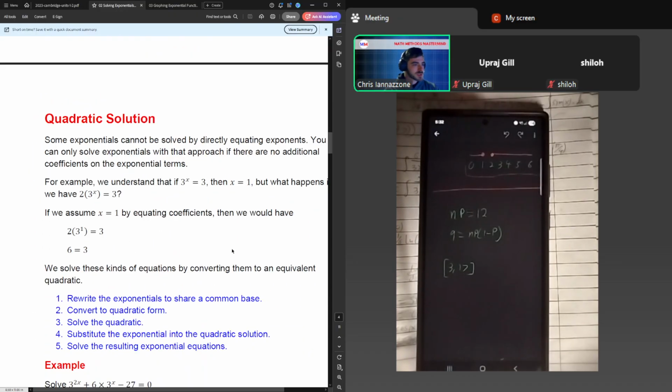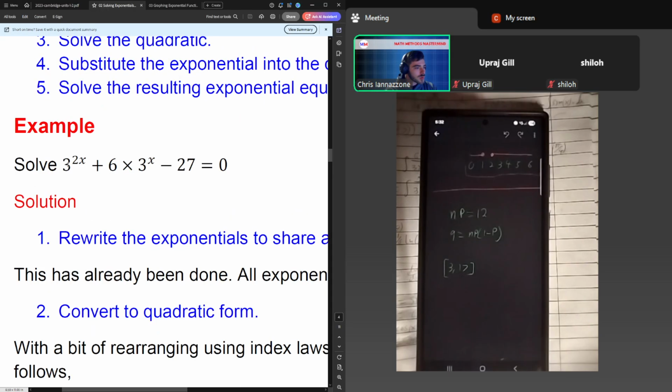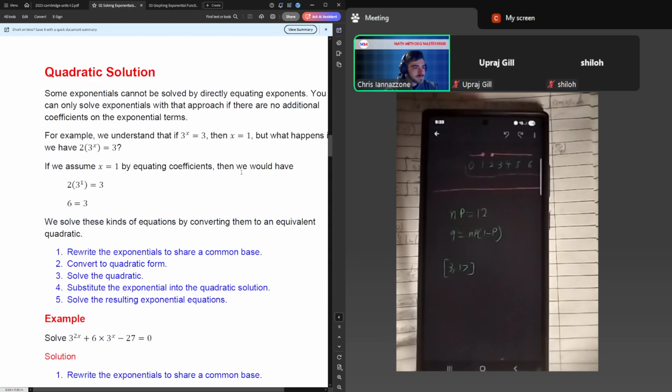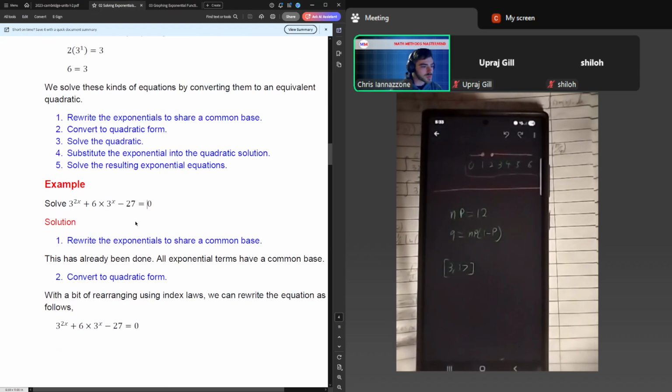Okay. What's typically a lot more complicated is when you start getting a decent amount more exponential terms in your equation. So in this case, I've got 3 to the power of 2x, 6 times 3 to the x, and a constant in there, equals 0. That's when we use what's referred to as a quadratic solution. So essentially, we're going to try and rewrite, or at least observe, the hidden quadratic that exists underneath. We'll talk about a couple of ways of identifying when you can use a quadratic solution and when not to. But for now, let's just assume that we can.